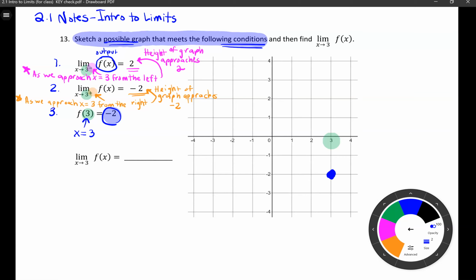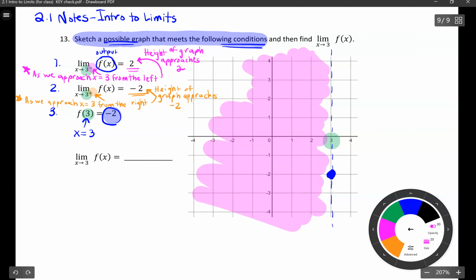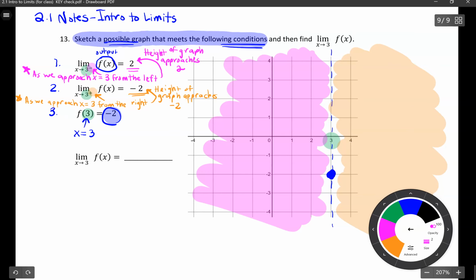Then I'm going to draw a dashed line here for a minute. This isn't really part of my graph. What I'm doing with this dashed line is separating the outputs on the left side from the outputs on the right side, because they might be doing different things on the left and right side. I don't know, that's what my conditions are telling me, right? So let's go look at it.